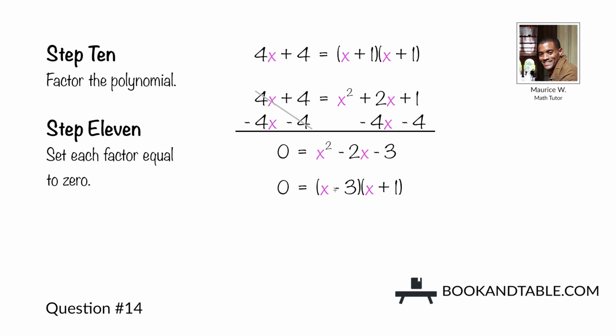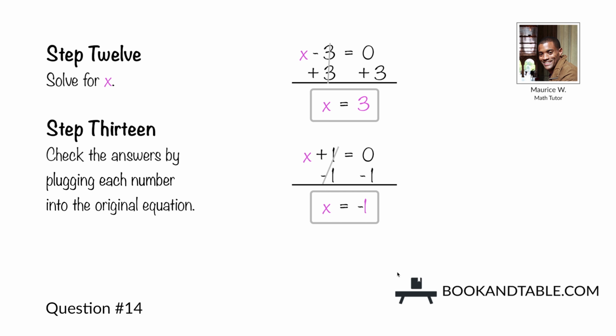Now step 11, you set each factor equal to 0. So x minus 3 is equal to 0, and x plus 1 is equal to 0. And then step 12, you solve each one of those for x. So for the first one, we add 3 to both sides, giving us x is equal to 3. And for our second factor, x plus 1, we subtract 1 from both sides to give us x is equal to negative 1.